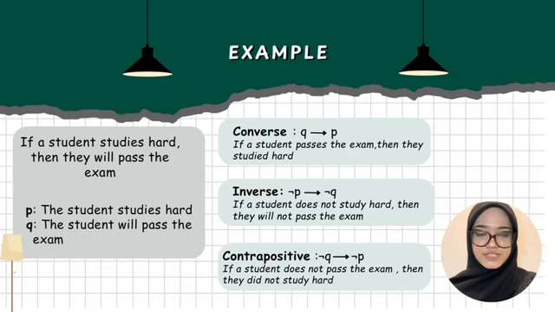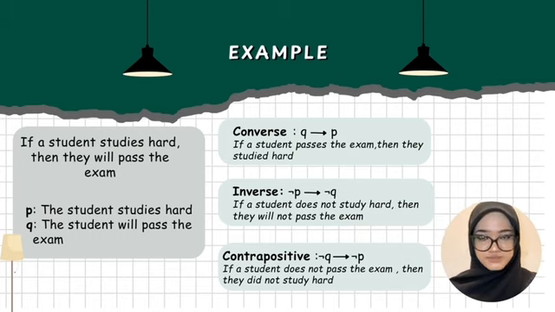Here's a simple example. The implication is given: if a student studies hard, then they will pass the exam. In this case, we define P as the student studies hard and Q as the student passes the exam. Now let's apply the forms. For converse, you have to reverse hypothesis and conclusion. In variables, the answer is if Q implies P. In sentence, if a student passes, they studied hard.